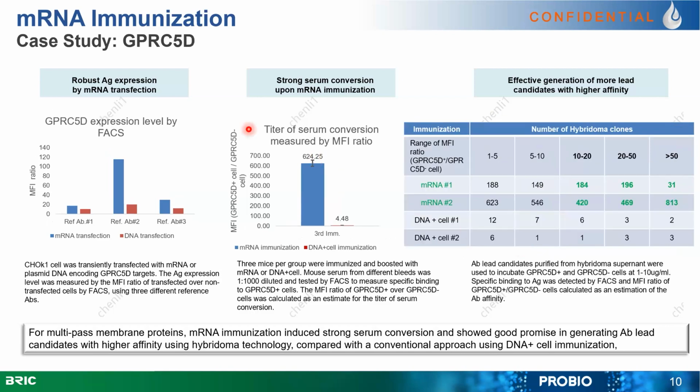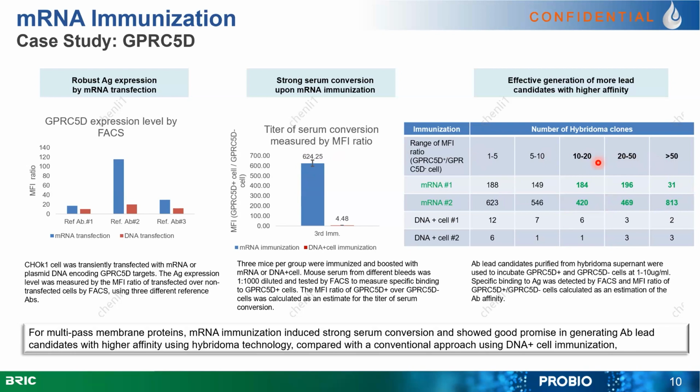In addition to the CCR8 case study, we did another one against GPRC5D for the same purpose. Surprisingly, this case study gives even better results. The GPRC5D mRNA induces hundreds-fold higher serum titers compared to the DNA plus cell, as indicated in the middle panels. And we recovered hundreds-fold more candidates in the higher affinity ranges, as indicated in these tables.